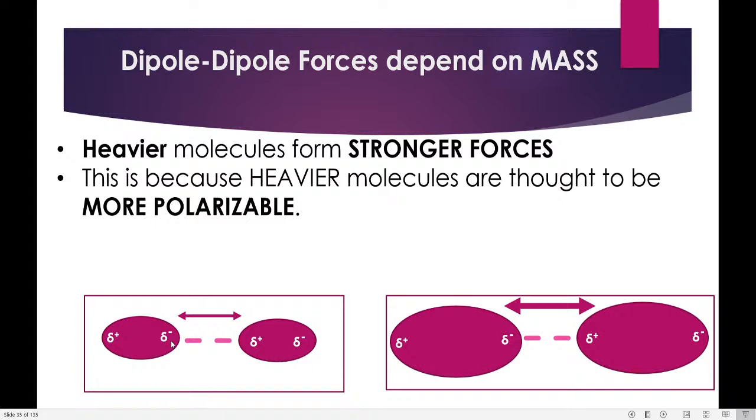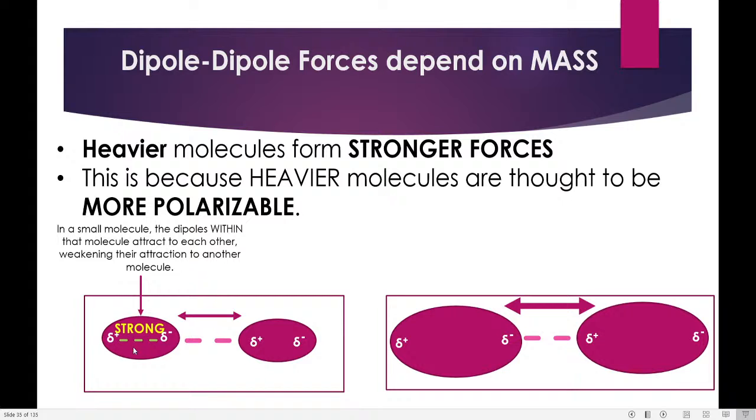So if this molecule is real small, then that means that these will be kind of close together, and the attraction that they have to each other is relatively great. So because they're so close to each other in a small molecule, they attract to each other in that molecule greatly, and what that does is it causes this negative to not be able to attract to the other molecule as much. So it's a strong force here that actually forms a weak dipole-dipole. Let me explain it again over here with this bigger picture, see if it makes more sense.